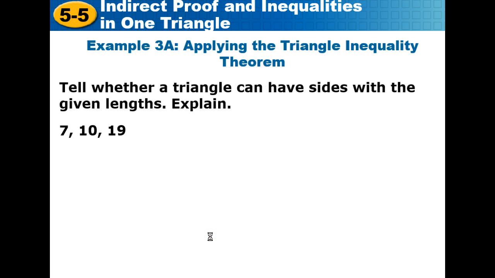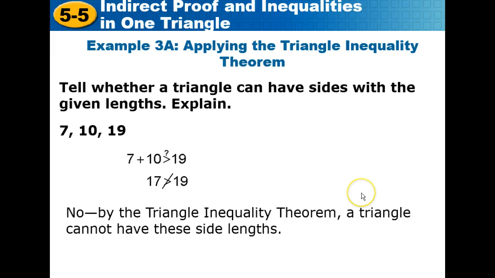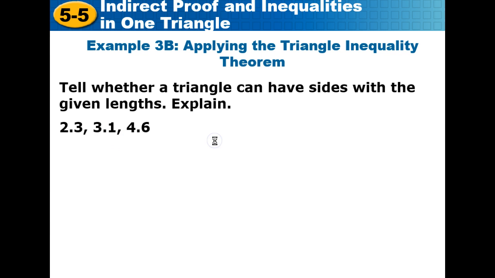Okay, so let's apply one of these. Can side lengths 7, 10, and 19 form a triangle? Let's start by adding 7 plus 10, the first two. When we do that, we get 17. Since 17 is not greater than the third one, 19, we don't even need to do the other two. So we're going to say no by the triangle inequality theorem. Those side lengths cannot form a triangle. 7 plus 10 is 17. 17 is not greater than 19.